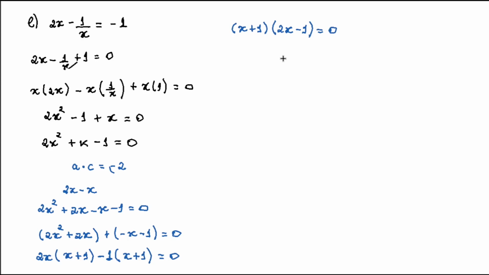Now, applying the null factor law, we have that x plus 1 equals 0, or 2x minus 1 equals 0. Let's solve each equation. For the first equation, we subtract 1 from both sides, and we have the first solution, x equals minus 1. For the second equation, we add 1 to both sides. We have 2x equals 1. Then we divide both sides by 2. x equals 1 over 2.